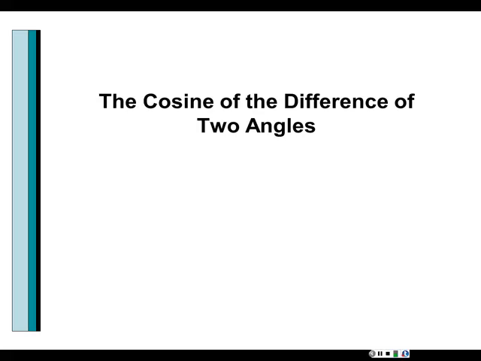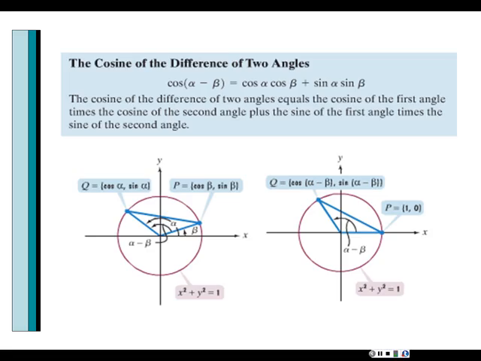So this chapter will give you some formulas for differences like this. For example, the cosine of the difference of two angles. When you are taking the cosine of the difference of two angles, you can write that as you see on the right side. So the cosine of the difference of two angles is equal to the cosine of the first angle times the cosine of the second angle plus the sine of the first angle times the sine of the second angle. Now just take it as a formula.